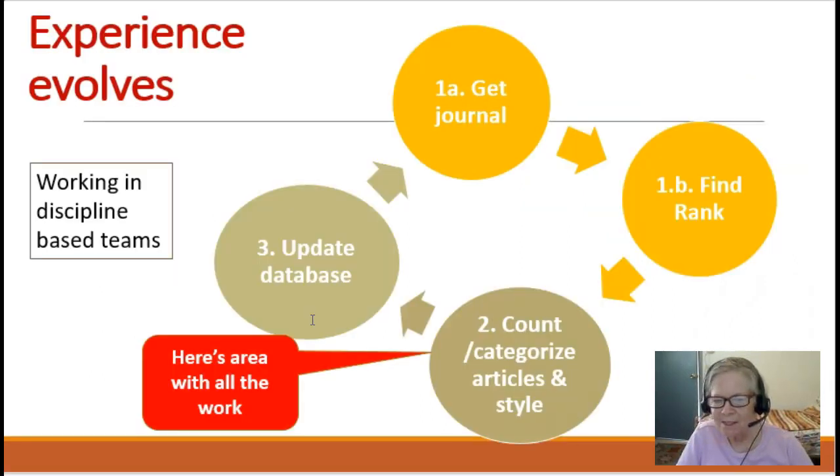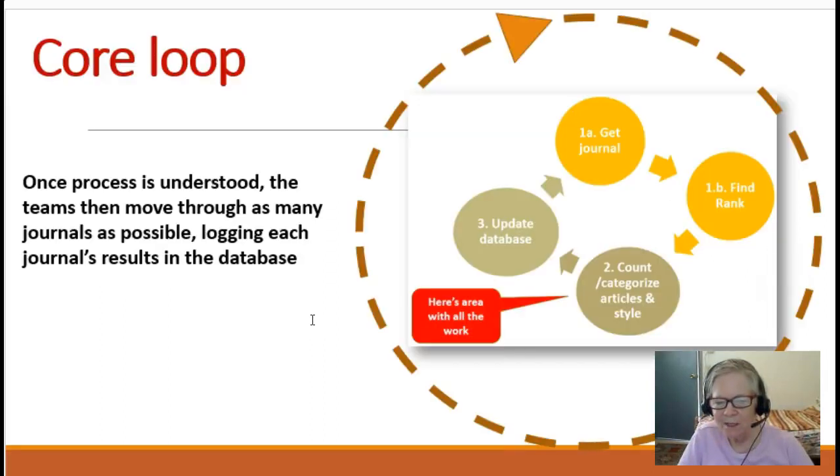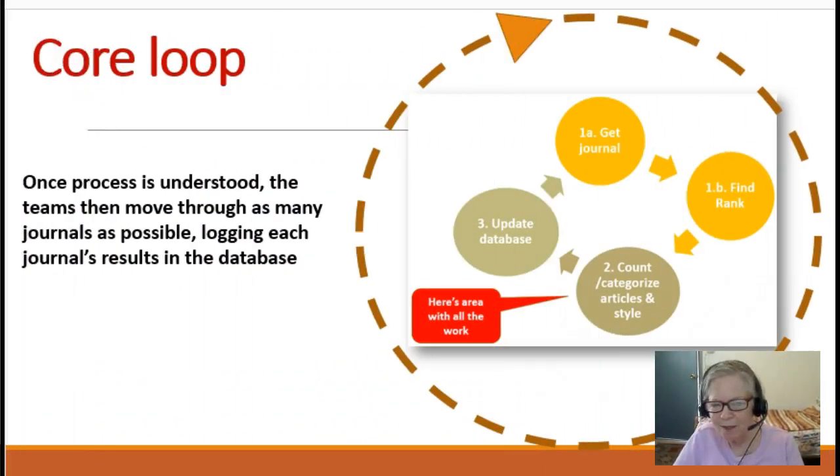Then once they've collected this data, they're ready to start seeing how they can use it to actually inform their own work. But first they have to be able to get the data into the database. That's another area that we go over. And once they've covered all of those areas, they're ready to become part of the loop. Once they've got those core skills, this loop allows them to become productive, looking at new journals, getting the information, and logging it into the database.